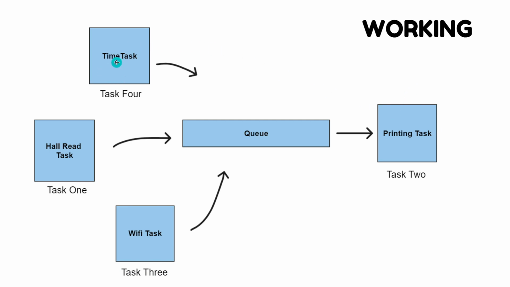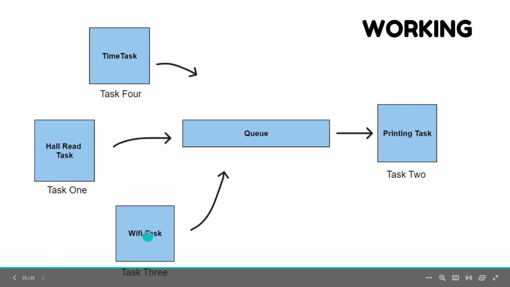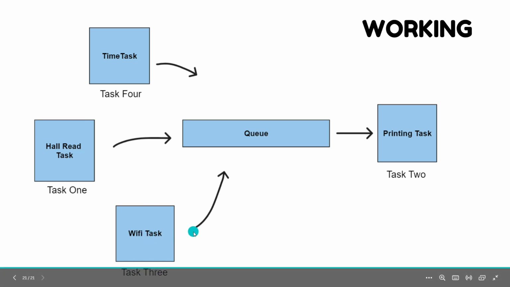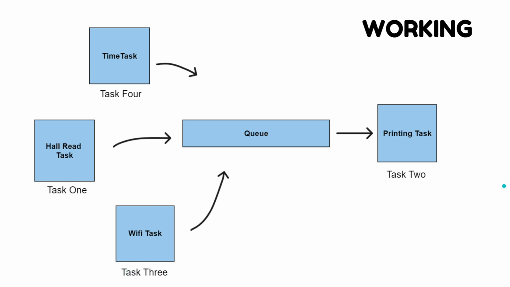The time task is going to fetch the real time from the internet, hall read is going to read the hall sensor value, and the Wi-Fi task is going to handle the Wi-Fi connectivity. They all are going to send data to the queue, and the printing task is receiving the data from the queue and will print in the serial monitor the time stamp plus the hall read value. I think we have not included the Wi-Fi task in the diagram, but the Wi-Fi task is going to handle the Wi-Fi connectivity. So this is what is happening in our code now.